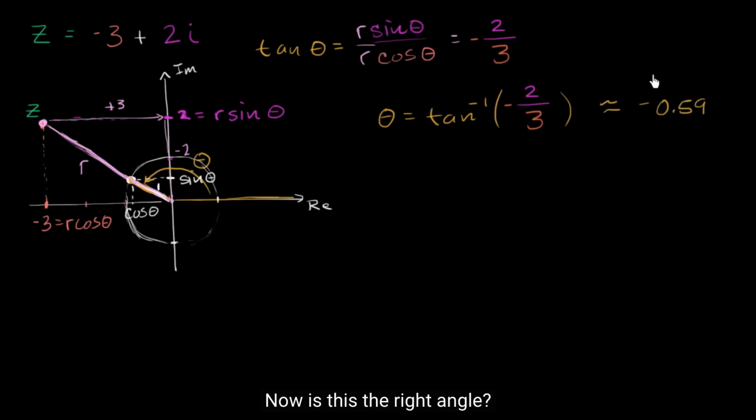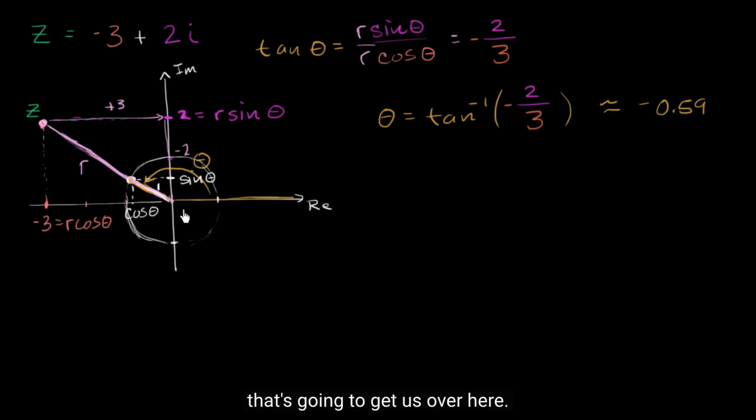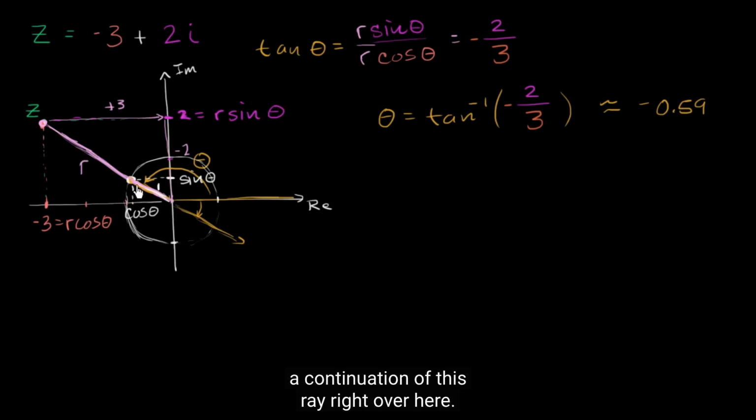Now, is this the right angle? Is this the theta that we are looking for? Well, this theta, negative 0.59, is going to get us over here. That's this angle right over here. That's what the inverse tangent gave us. And it makes sense because this ray is a continuation of this ray right over here. Together, they would form a line. It has the same slope. But that's not the theta that we are looking for.